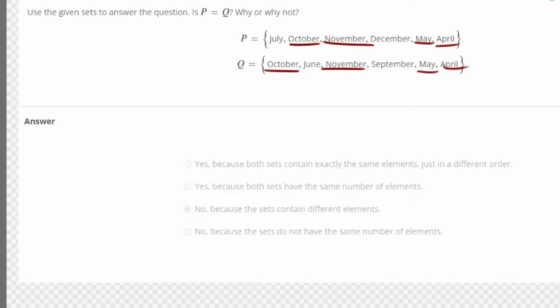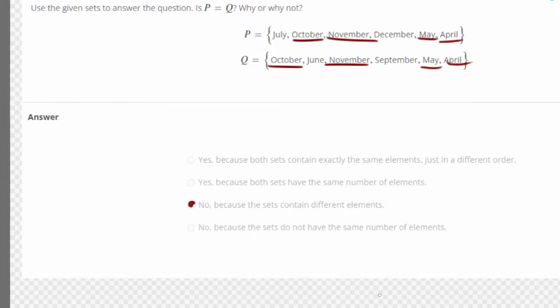So they are not equal. They are equivalent, but they are not equal. So our answer would be no, because the sets contain different elements. If it was asking whether P is this little squiggly line equivalent to Q, then it would be yes, because they have the same number of elements.